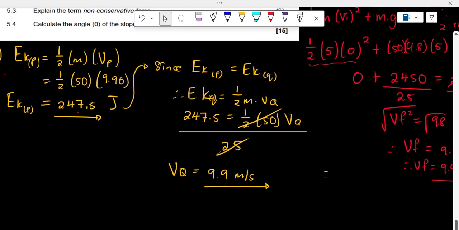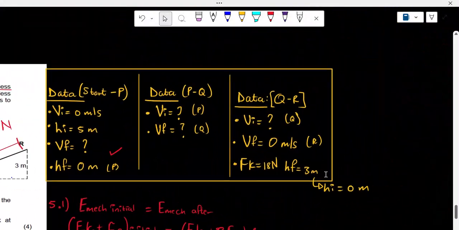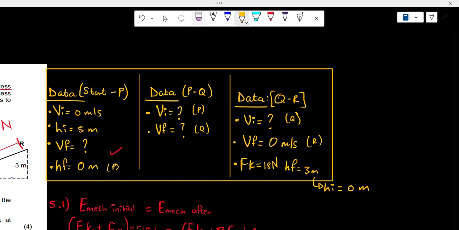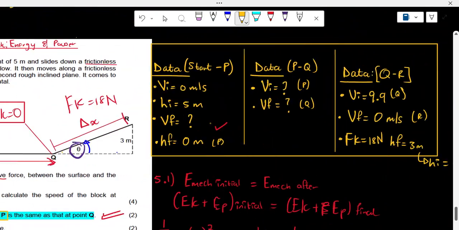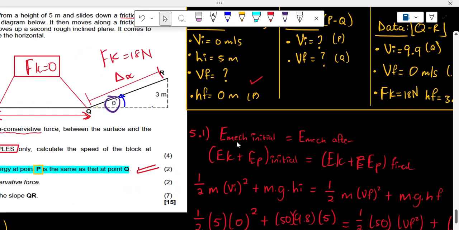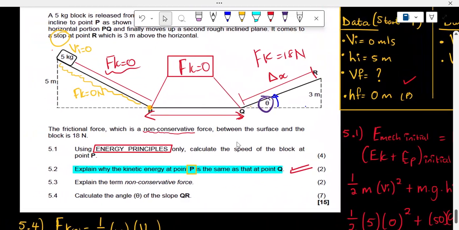Now I can update my data. Remember, this was the velocity at Q. So instead of putting in a question mark there, I can just say now I know the initial velocity is 9.9. Now I can then use an equation that's going to allow me to substitute everything here. Which equation is that? Work done by a non-conservative force.